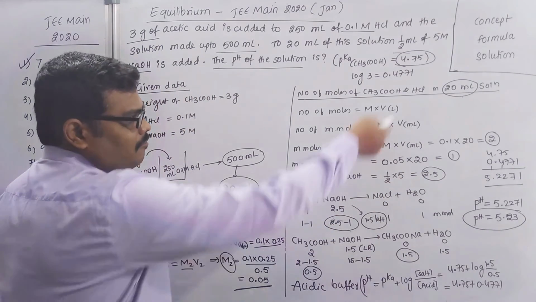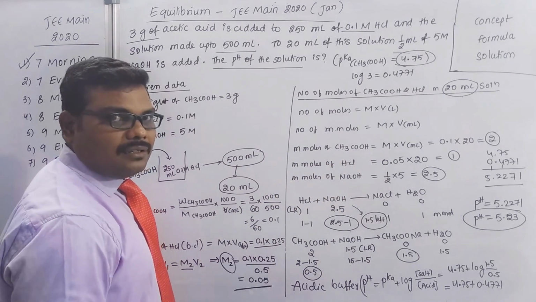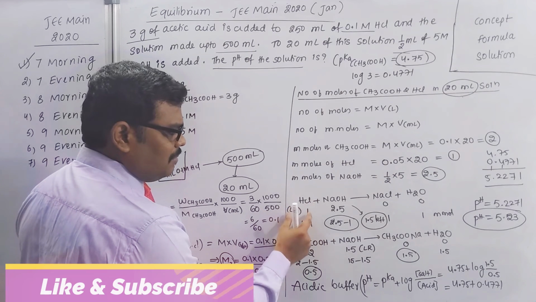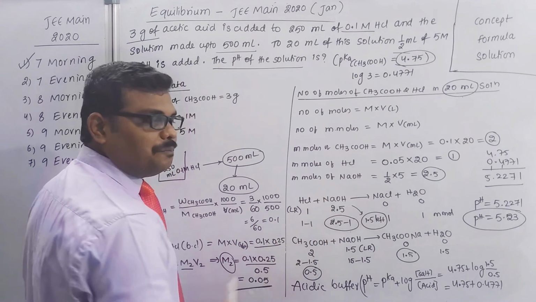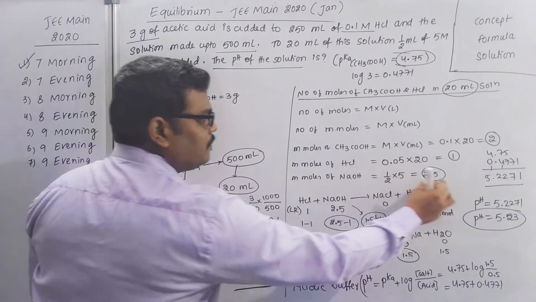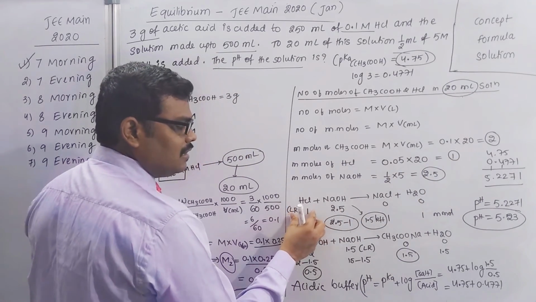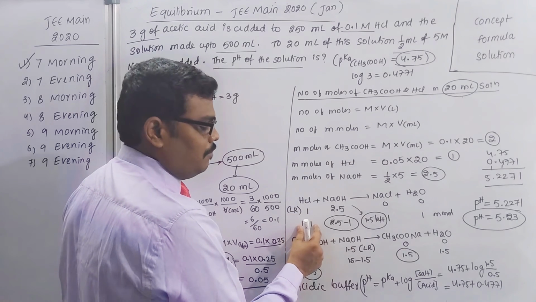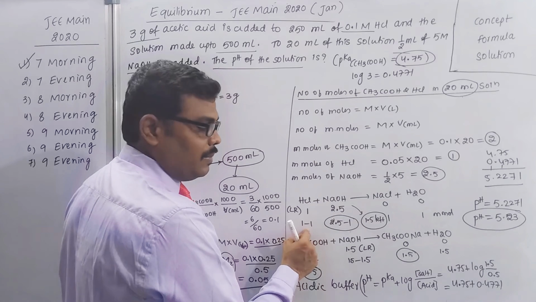In this 20 ml solution, both strong acid and weak acid are present. First, the strong acid reacts with the base. So initially HCl becomes the limiting reagent, because the required millimoles of HCl is less than the NaOH. NaOH millimoles 2.5, HCl millimoles 1. So it is the limiting reagent. The limiting reagent is consumed completely. Then the number of millimoles of HCl remaining becomes 0.